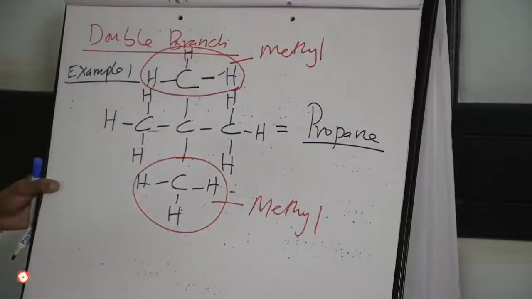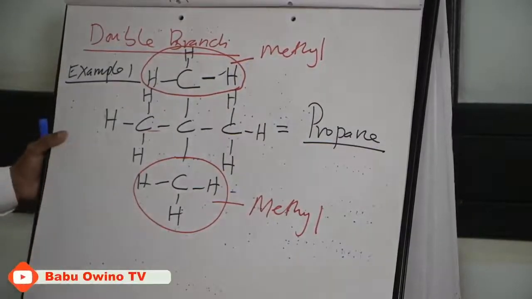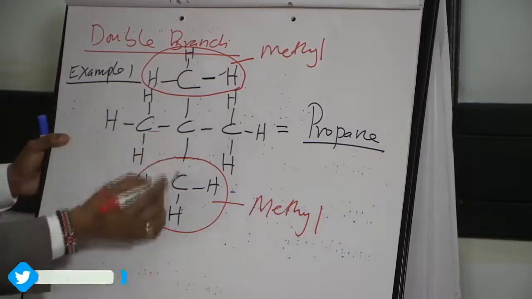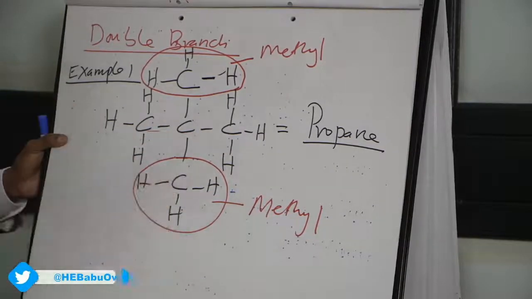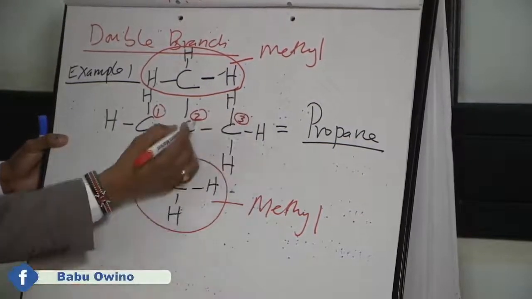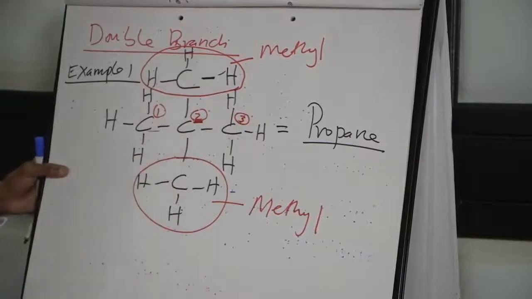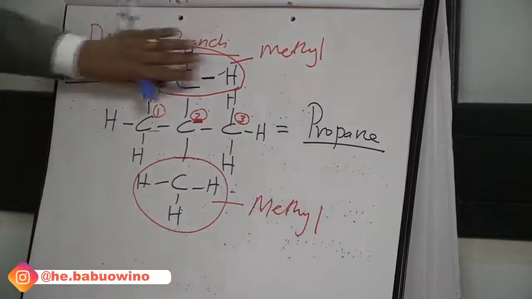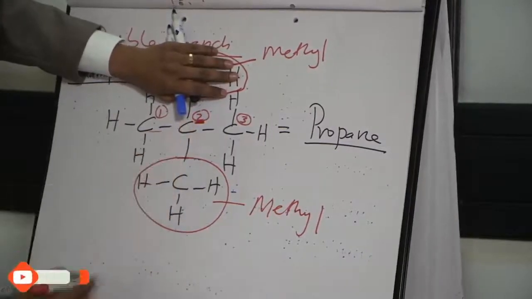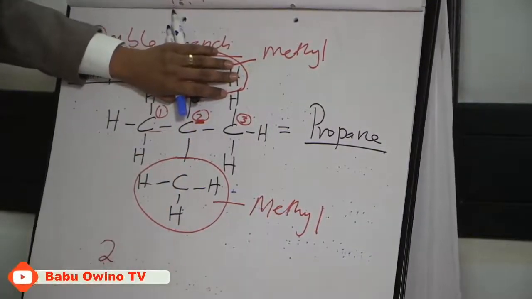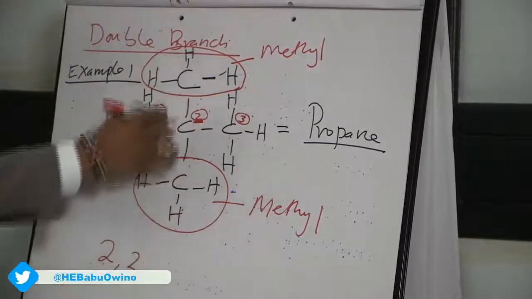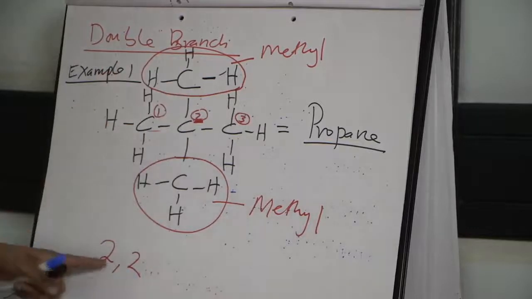Then step number 3, identify the number where the branch is, where the methyl group is making the branch. So this is 1, 2, 3. It's making a branch on the 2nd carbon atom. Cover this, deal with this. So in naming you say 2, again cover this, deal with this, it is 2. They are branching on 2, both of them. So you take care of them by saying 2,2.